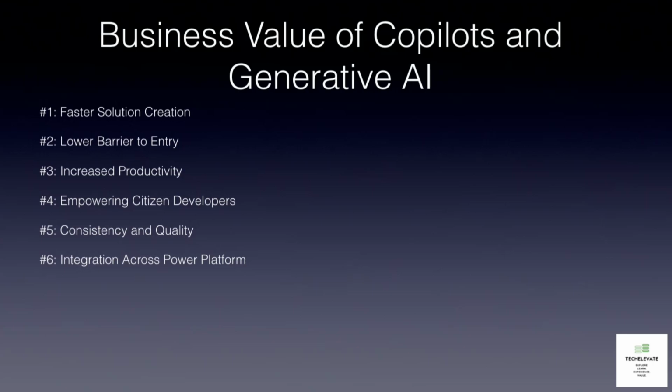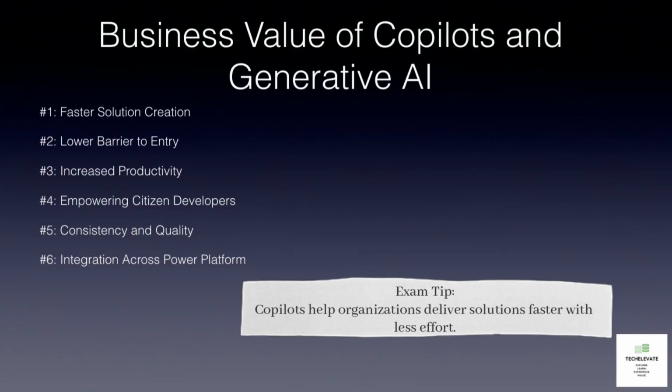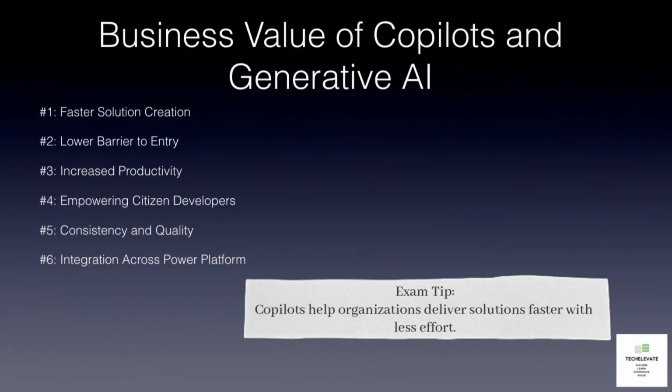Copilots and generative AI features in the Power Platform allow users to build, automate, and analyze solutions using natural language. Instead of starting from a blank screen, users can describe what they want to do in plain English, and the platform helps generate apps, flows, data insights, or chatbot experiences. From a business perspective, this makes solution creation faster, easier, and more accessible.